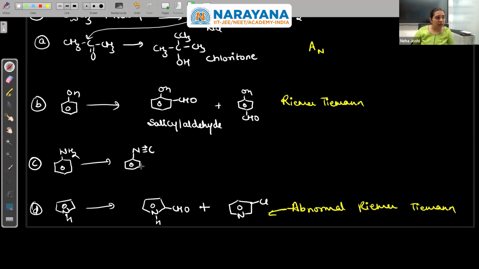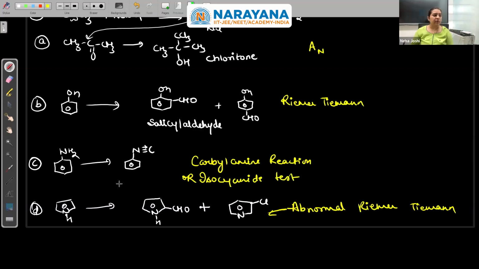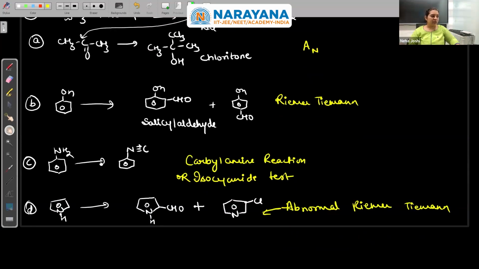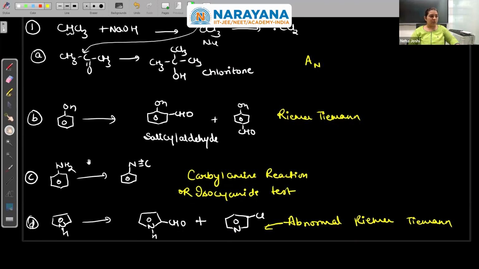Okay, isocyanide is formed, and I think I got the correct name also. This is a very important reaction, the carbylamine reaction, also known as the isocyanide test for primary amines. It is only for primary amines, right? So this is one set where the same reagent gives you 4 different reactions. I hope all of you have now remembered what I am talking of.